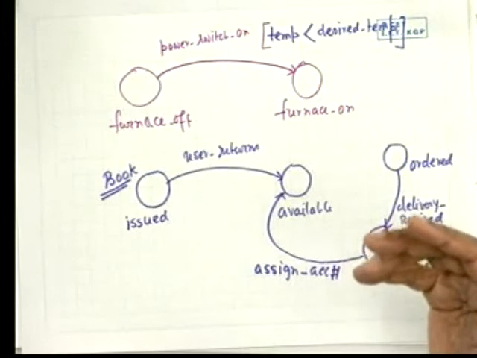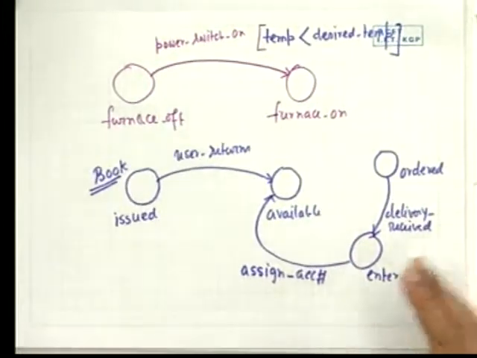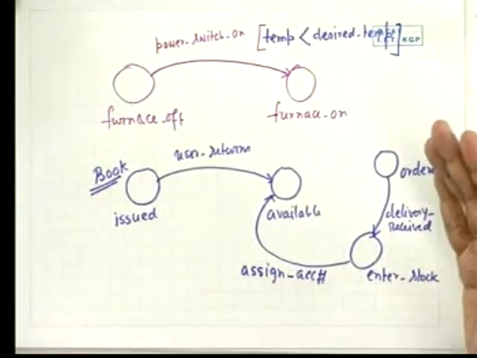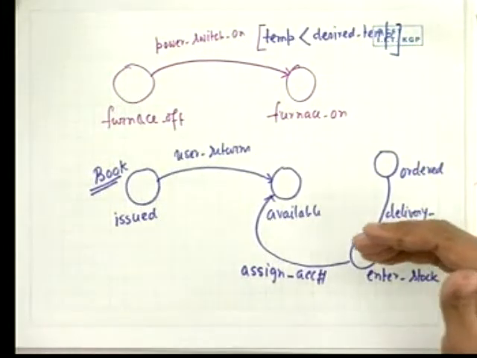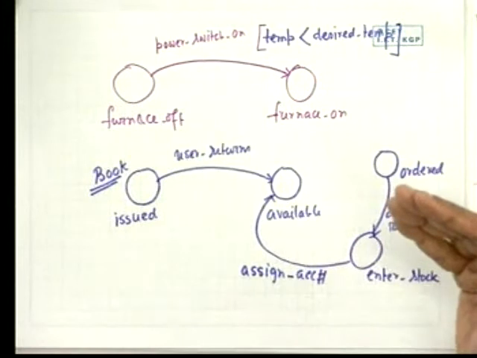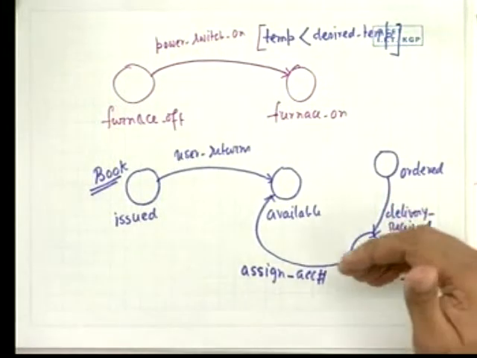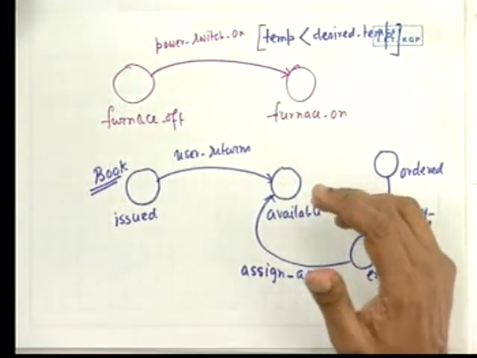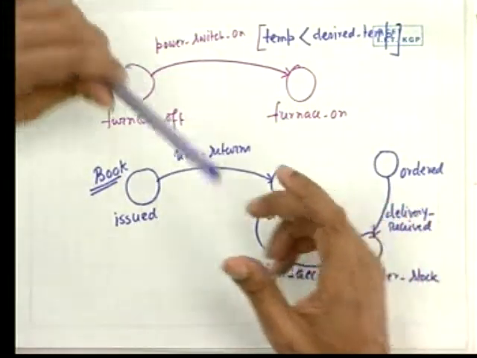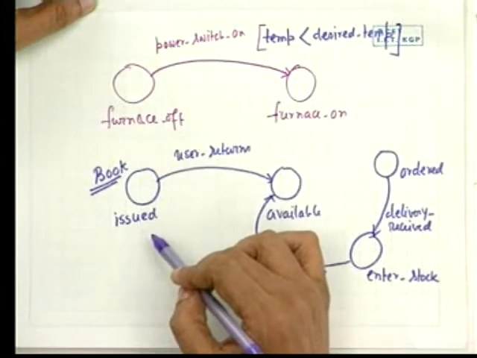Now one thing we may ask is, why do I want to partition the books into different states? The reason might be that the operations that you can perform on a book will depend on the state in which it currently is. For example, when the book is issued, it cannot be issued further to anybody. So the operation issue cannot be done when the book is already issued.